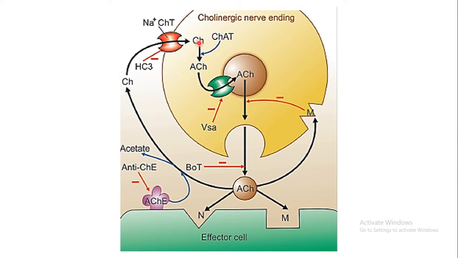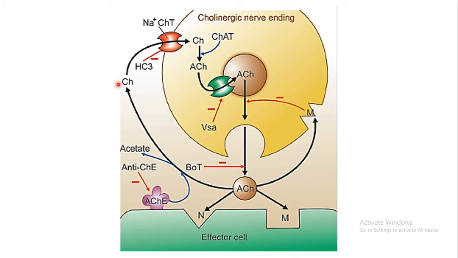This is choline acetyltransferase, the enzyme which is present in the cholinergic nerve endings. It results in the formation of ACH, which is stored and further released as and when it is required. But from where does this choline come?